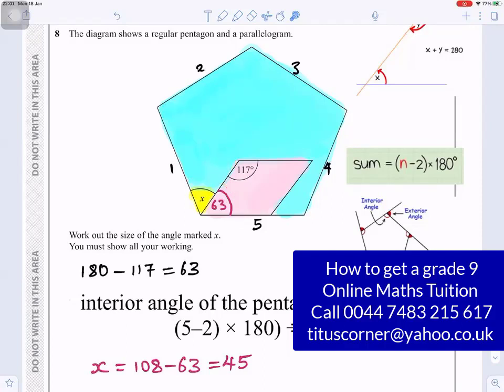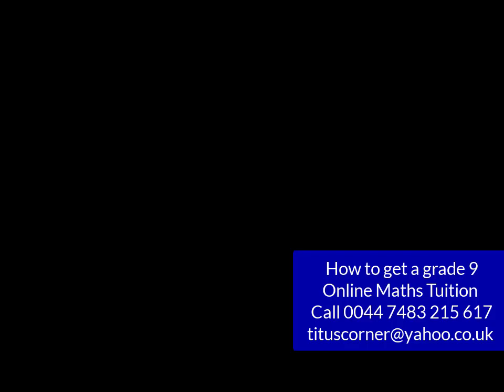Now, to get x, the one in yellow, 108 minus 63. That gives x to be 45 degrees.